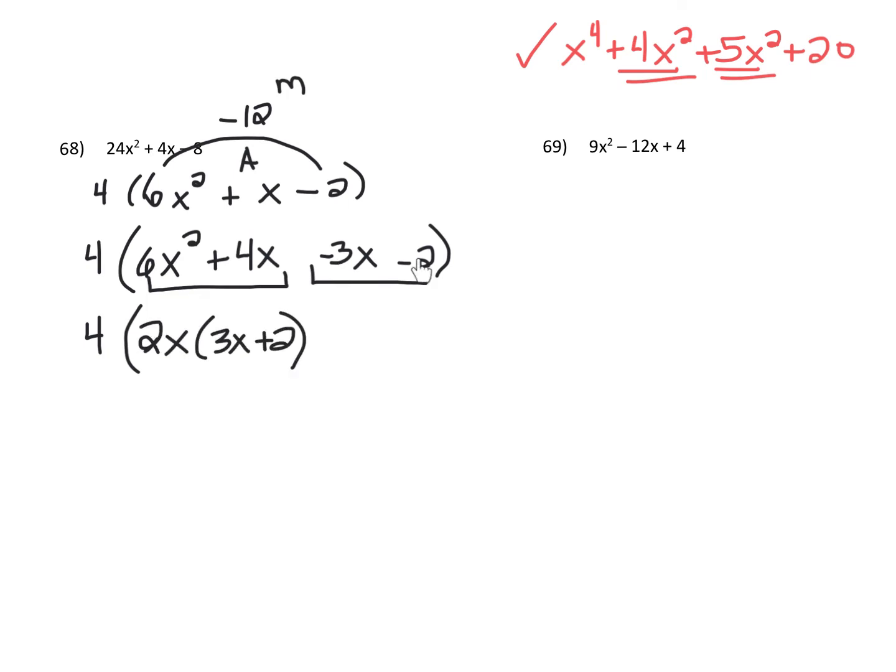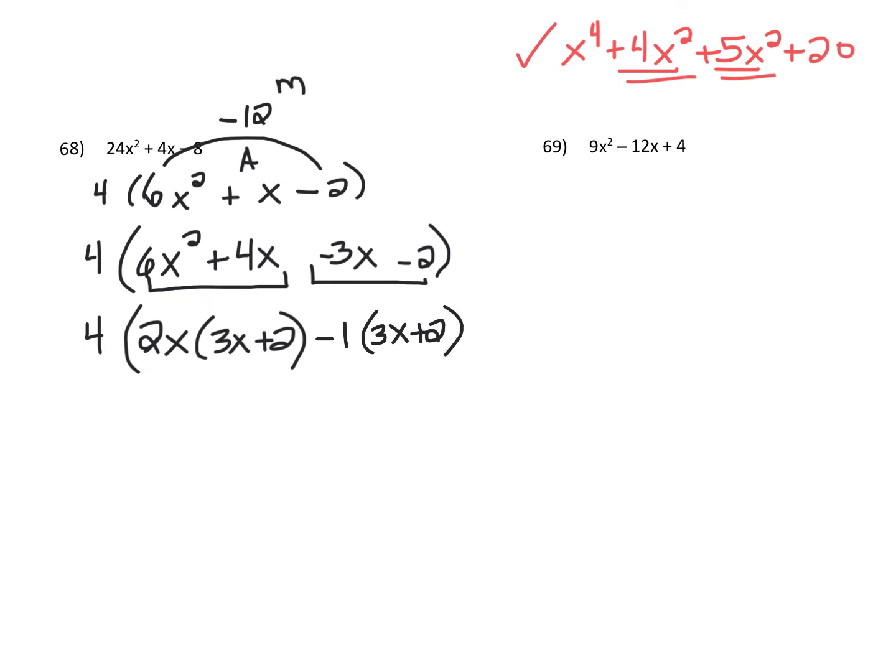Okay, now if I look at these 2 terms, I have to decide, do I want to factor out? I mean, the only thing you could factor out is a 1. So do I want to factor out a positive 1 or a negative 1? Well, I want to get the negatives out of here because I want to be left with a positive 3x and a positive 2 in my parentheses. So I'm going to factor out a negative 1. And when I do, it's going to leave me with a positive 3x and a positive 2.